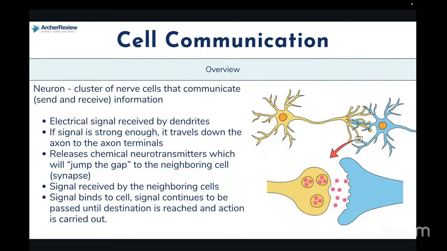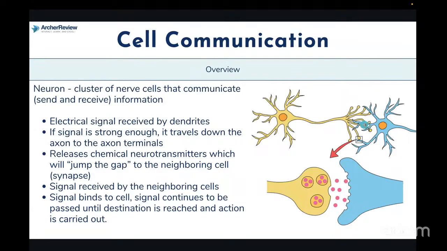And what I mean by if the signal is strong enough is this. Your body is constantly stimulated with signals all day, every day. And it has to prioritize what signal are we going to respond to first, right? Because it literally can lead to life or death. So if that signal is strong enough and it says, hey, I got to pay attention to this, we need to act on it now, it will send that signal down the axon to the axon terminals so that that signal can be transmitted to the next neuron.